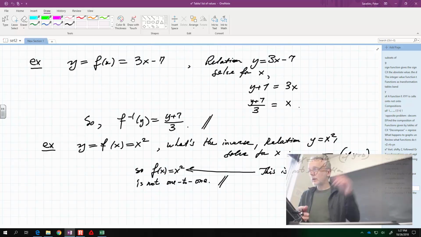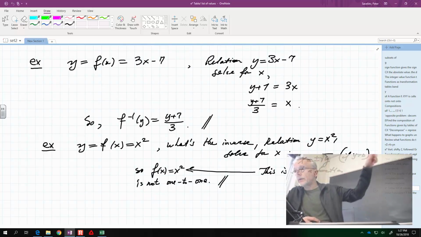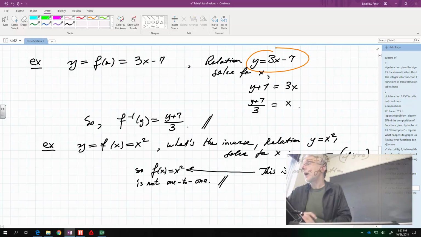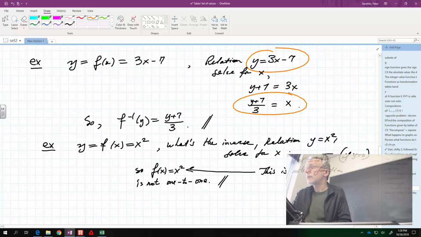Once again, we start with a function over there, happens to be linear. We write it as a relation. What is on the right is a relation: y equals 3x minus 7. It just happens to be y is isolated and expressed in terms of x, but that doesn't make any difference, because we can solve for x, and then suddenly we arrive at the opposite, x in terms of y. Same relation, just the roles have been flipped.